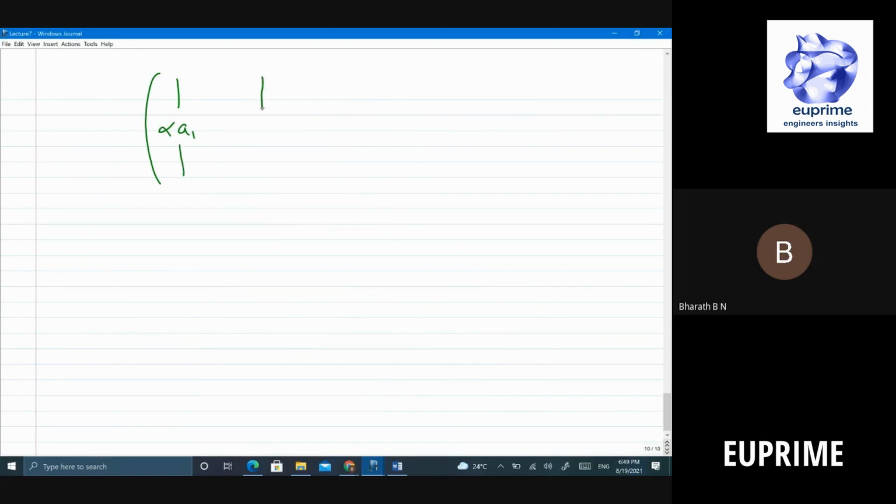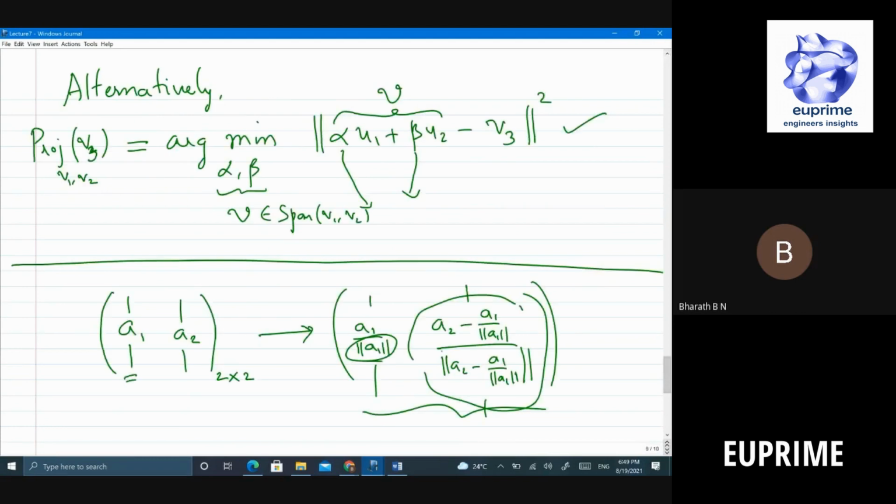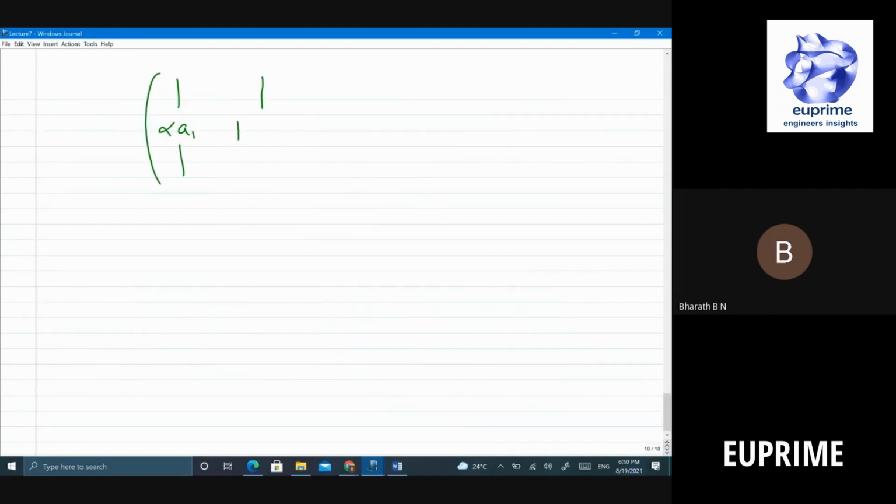What is the second column? If you go back, this is some complicated constant times A1, some other constant times A2. So I'll call this beta A1 plus nu A2, right? This is what you have. So this gave me orthonormal vectors. These are our orthonormal vectors, right? Do you agree? So what is this, by the way?